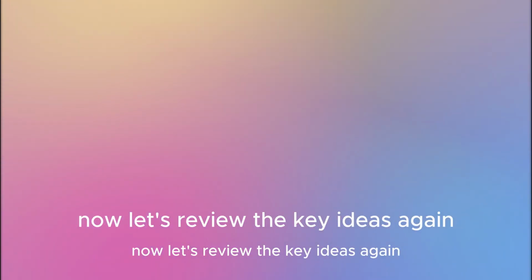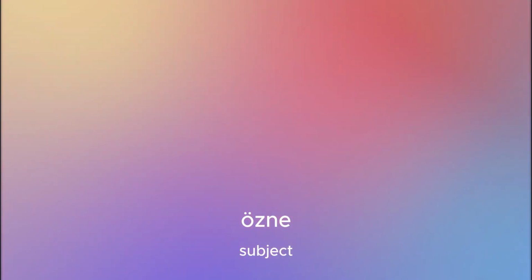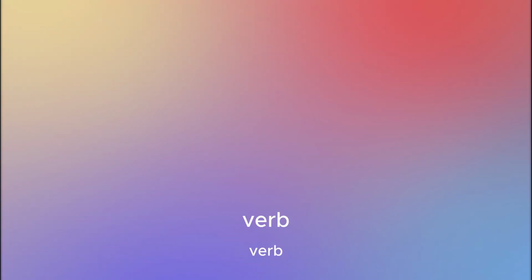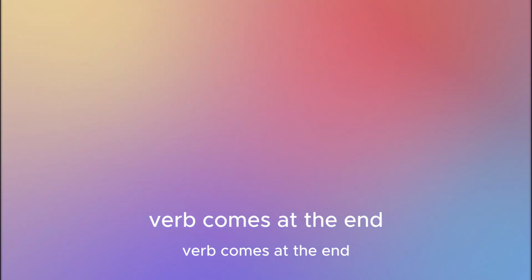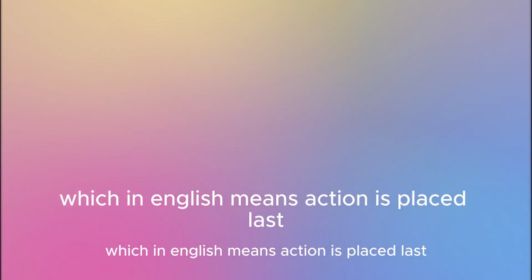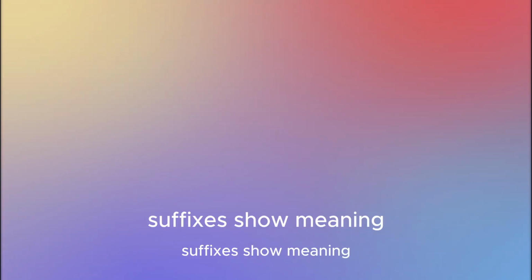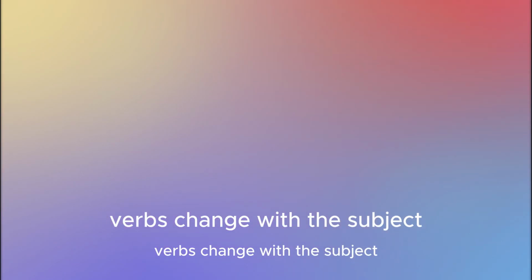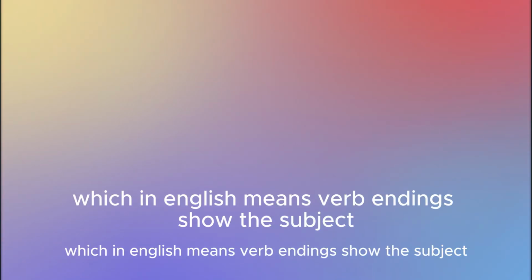Now let's review the key ideas again. Özne, nesne, fiil, which in English means subject, object, verb. Verb comes at the end, which in English means action is placed last. Suffixes show meaning, which in English means endings define roles. Verbs change with the subject, which in English means conjugation shows who is acting. Subject can be dropped, which in English means verb endings show the subject.